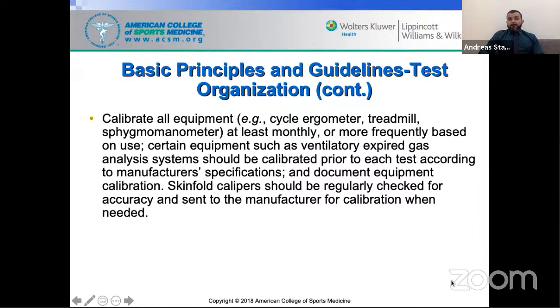Like the equipment, you have to make sure that the scores you're getting are reliable, right? Or a scale, for example. You have to calibrate it from time to time. Because if you don't, you're going to get error. Nobody likes error. That can mess up all your data set.